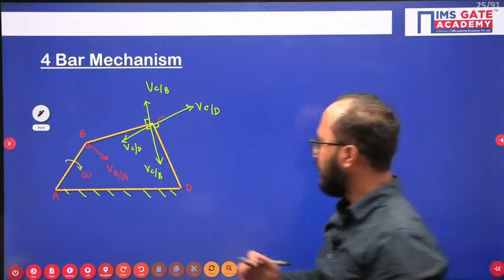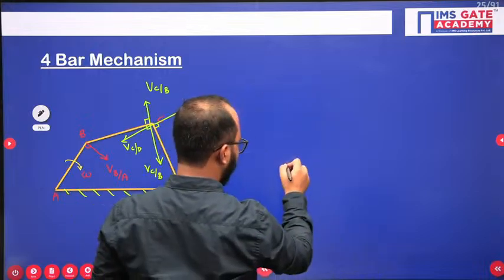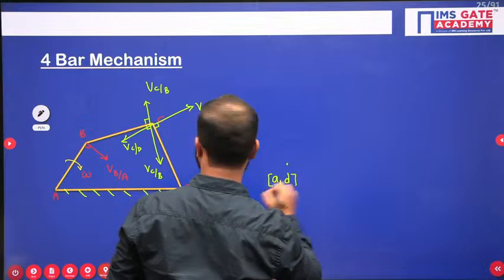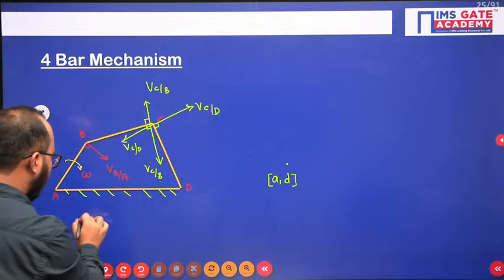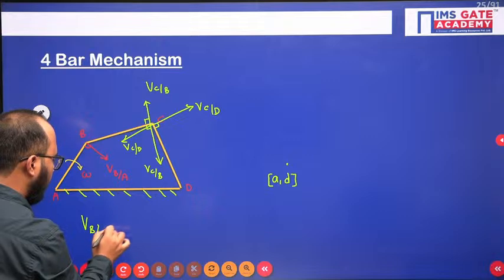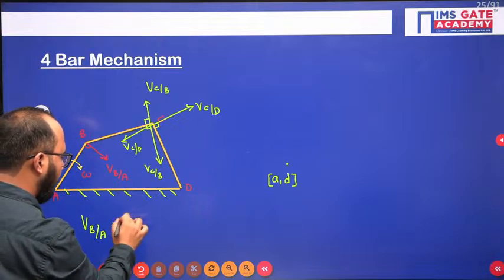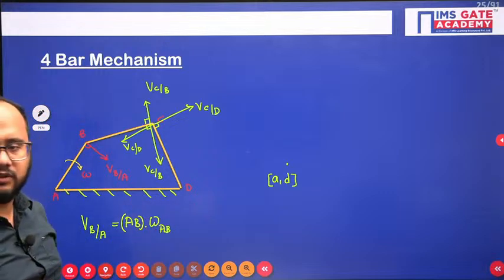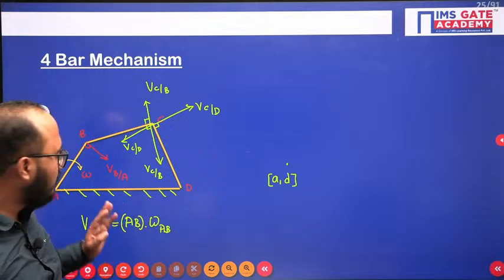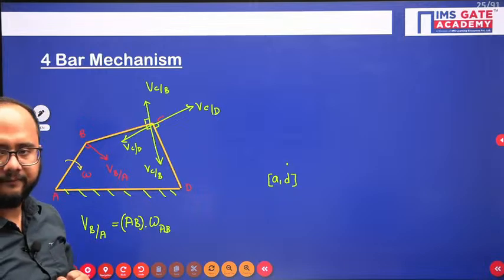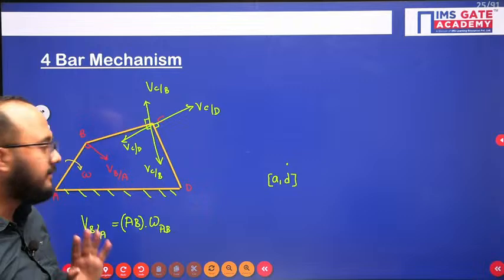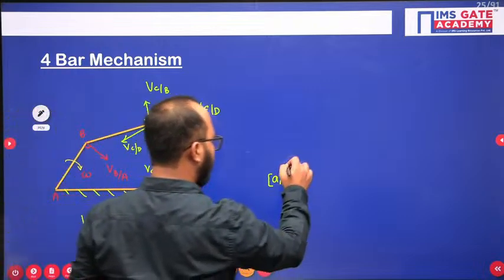Clear? Okay. So what are the fixed points here? A comma D, A comma D are the fixed points. So this point I will mention first of all. See, for B with respect to A, the velocity is written as AB multiplied by omega AB. So omega AB and AB distance will be given to us, and we can easily get the velocity of B with respect to A. Now fixed points you have already shown, A comma D. Velocity of B with respect to A will be like this.